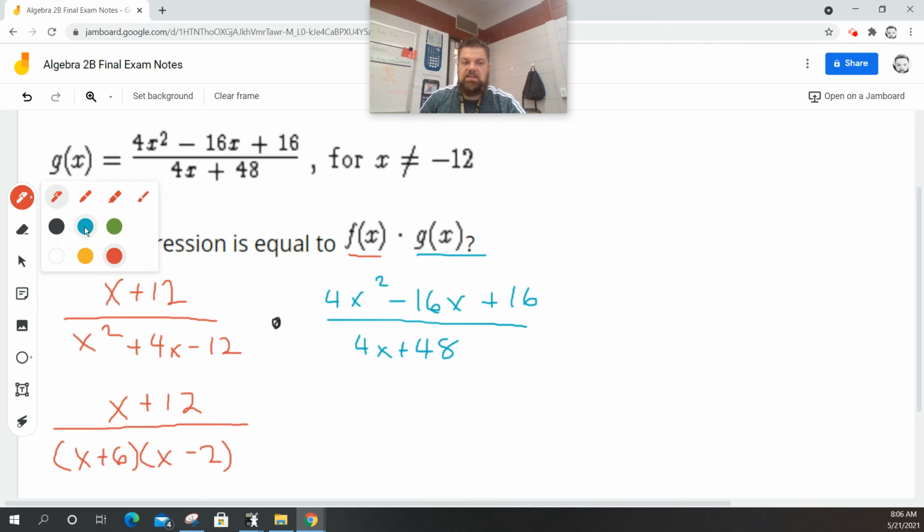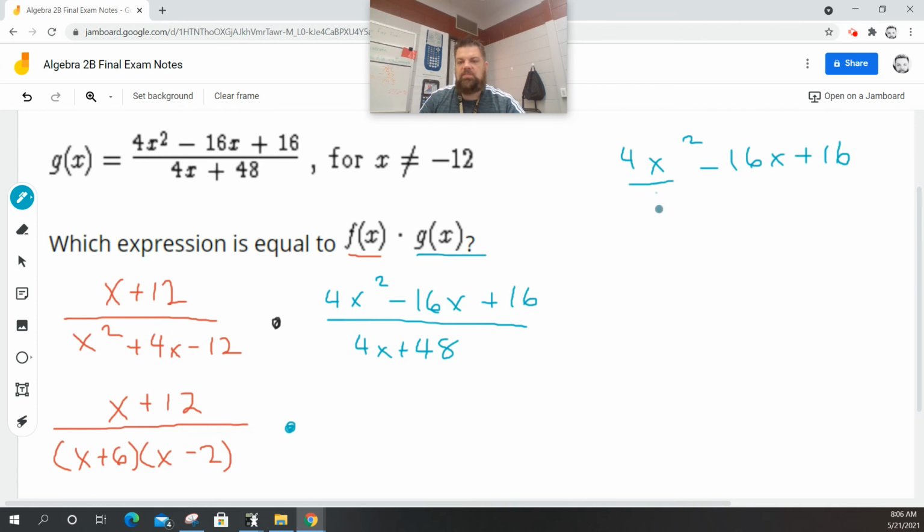Next, I'm going to do the same thing to this line. Now, I want to point out that 4x squared minus 16x plus 16, all of those are divisible by 4. If this is divisible by 4, and this is divisible by 4, and this is divisible by 4, then I can say 4 times x squared minus 4x plus 4, since 16 divided by 4 is negative 4, and 16 divided by 4 is positive 4. In other words, if I distribute this through, I'll get this stuff here.